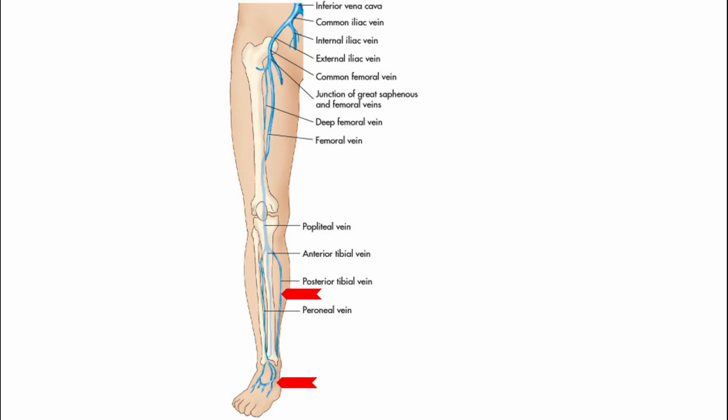Then we have the posterior tibial artery, the posterior tibial vein, the anterior tibial artery, and the anterior tibial vein. And then these two, anterior and posterior arteries, are branches of the popliteal artery, and there is a popliteal vein which is going to go up accompanying the femoral artery, and this is the femoral vein.